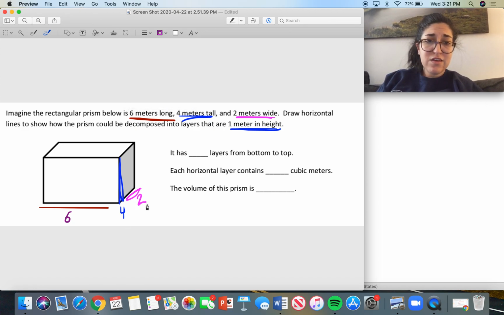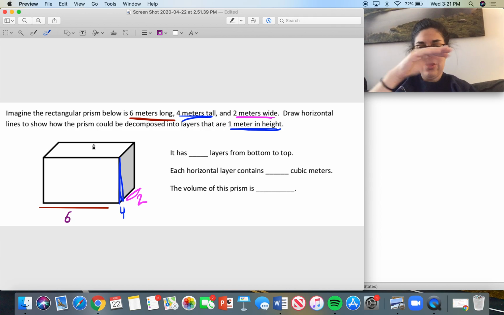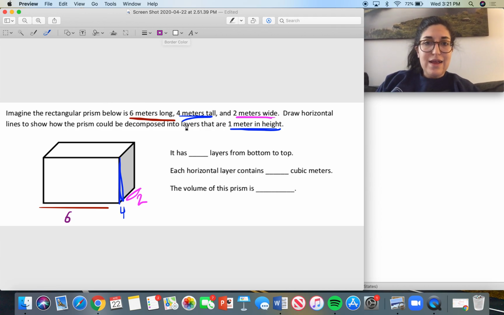And so what it's asking us to do is draw horizontal lines. Horizontal is this way, like the horizon is out in front of you and it's flat, so these sort of flat lines. And it wants you to decompose it into layers that are 1 meter in height. So how tall was it originally? Originally it was 4 meters in height.